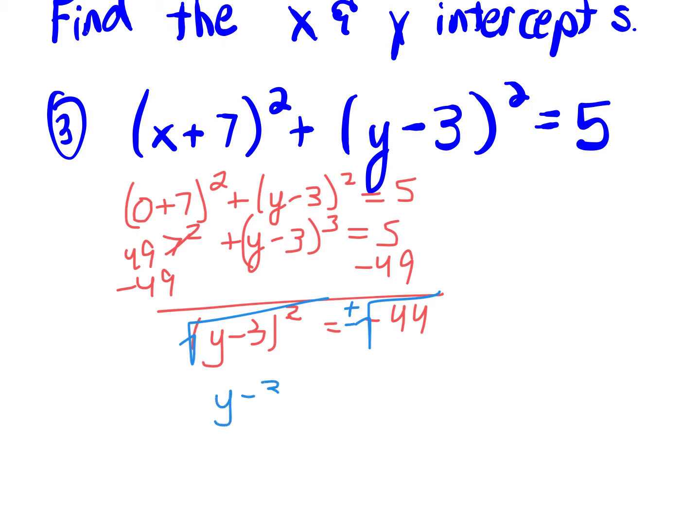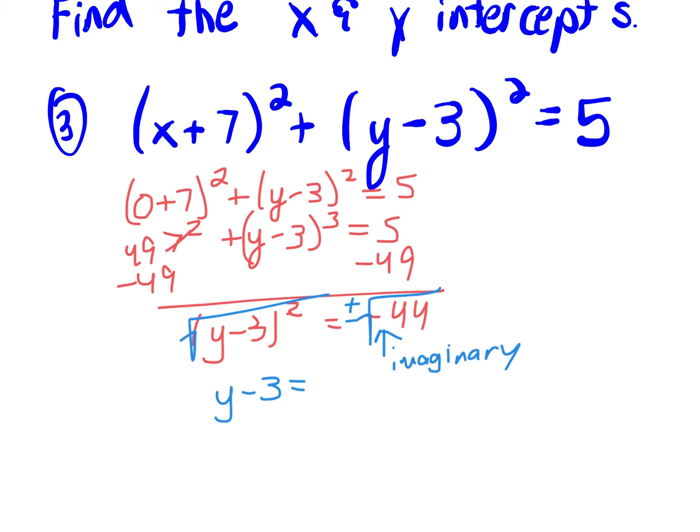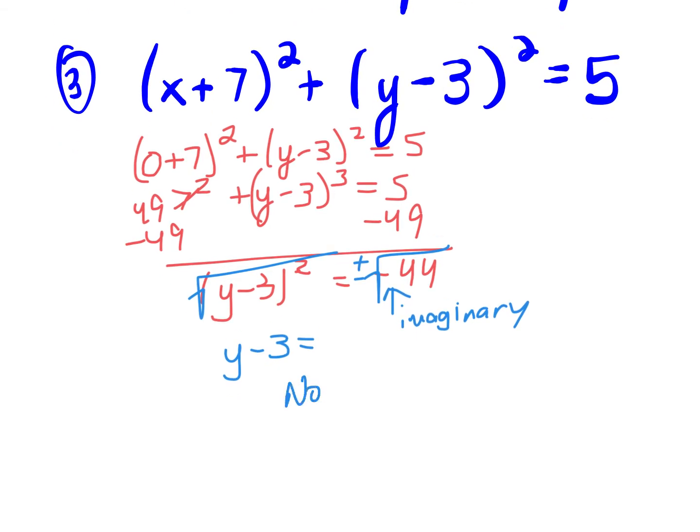So I have y minus 3. But if you notice here, I have a negative sign underneath the radical. That means this would be an imaginary solution, not real. So it doesn't actually cross the intercept here. So you can stop right there and just say there's no y-intercept.